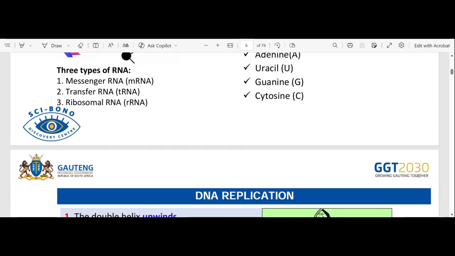Let me repeat that again. What's the function of transfer RNA? The function of transfer RNA is that it brings the required amino acid and the matching anticodon to the ribosome. So that's the function of transfer RNA.